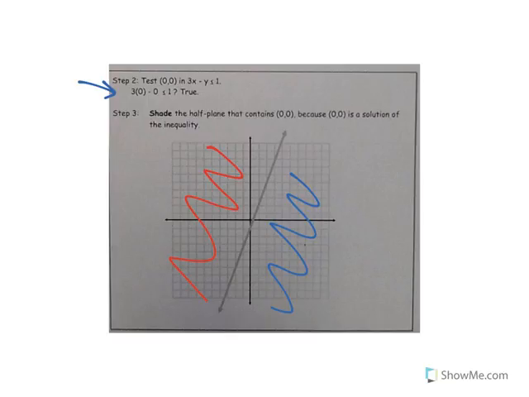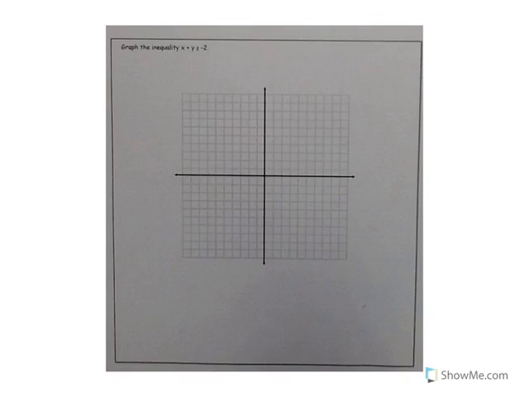So that means that the part that I need to actually color in to indicate it's true is just the red part. The blue part was not accurate. So that's the reason why I would go ahead and color in that. And that's how you indicate that that's the whole solution to the inequality. Let's try another one here.